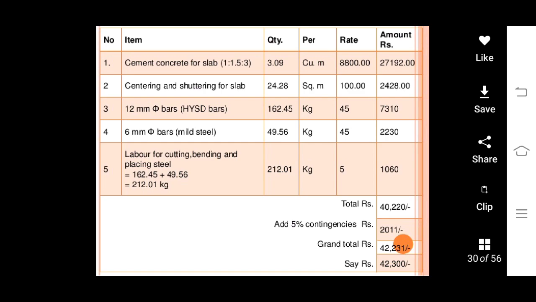Labor for cutting, bending and placing is required for the total addition of all bars, that is 212 kgs, and putting their rates, we will get the total cost of reinforcement, shuttering and concrete for a slab having room size 7 by 3 meters. The total cost will be equal to 40,220 by putting the rates. Adding 5% of contingencies, we get the total cost for slab construction as 42,300 rupees.